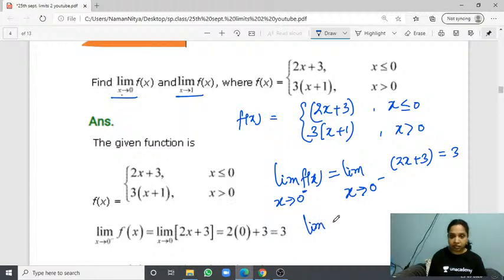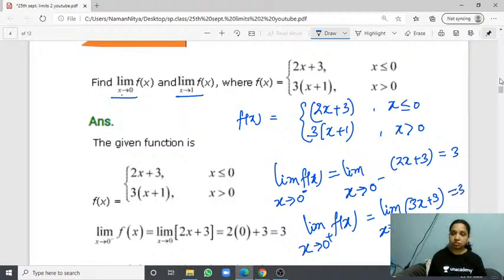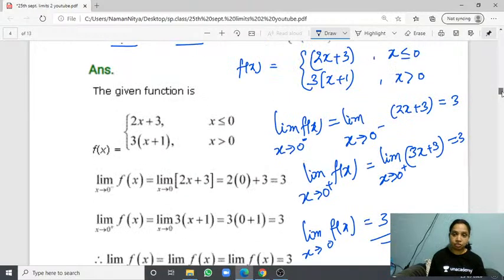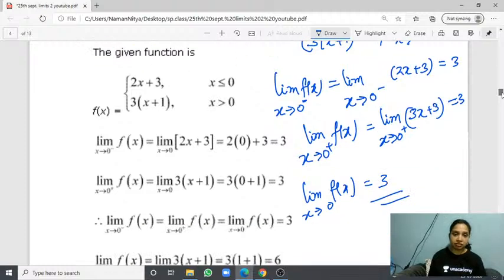And if I calculate limit f of x, x tends to 0 plus, the right hand limit, then this is nothing but limit x tends to 0 plus, where I have to use 3x plus 1, or 3x plus 3 also we can say, and definitely this is also 3. So we can just say limit x tends to 0 for f of x is equal to 3. Left hand limit and right hand limit should be equal, then only we say the limit exists.